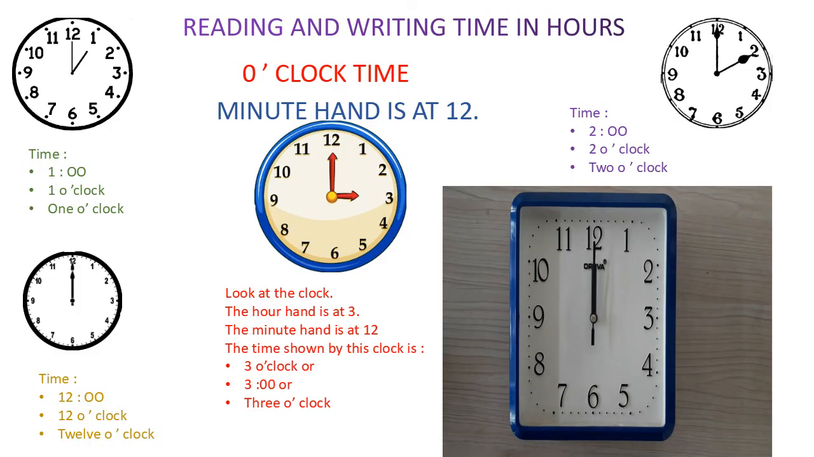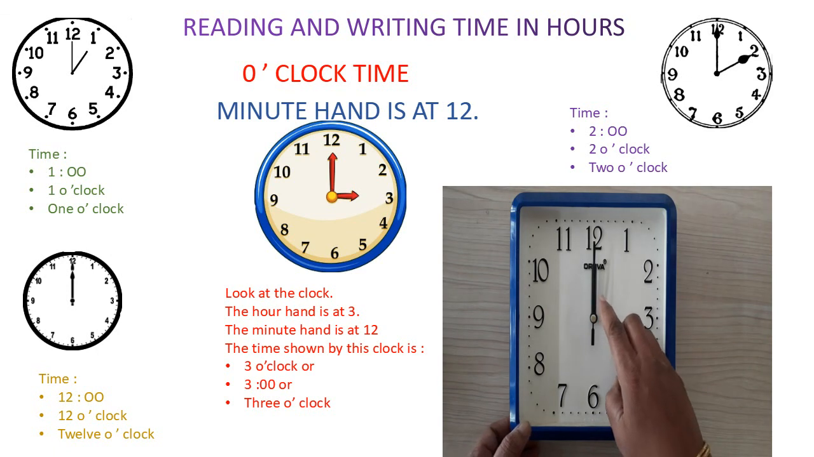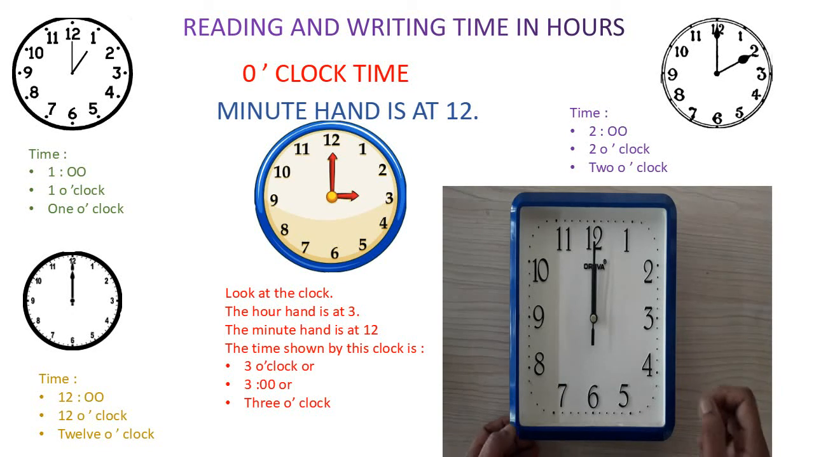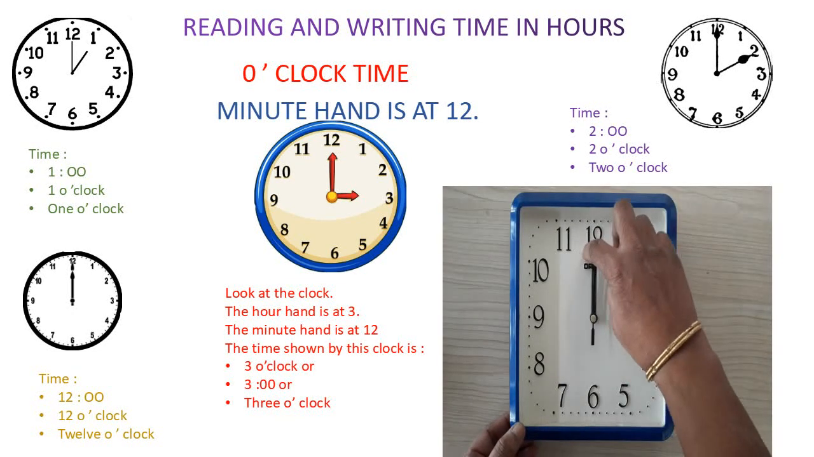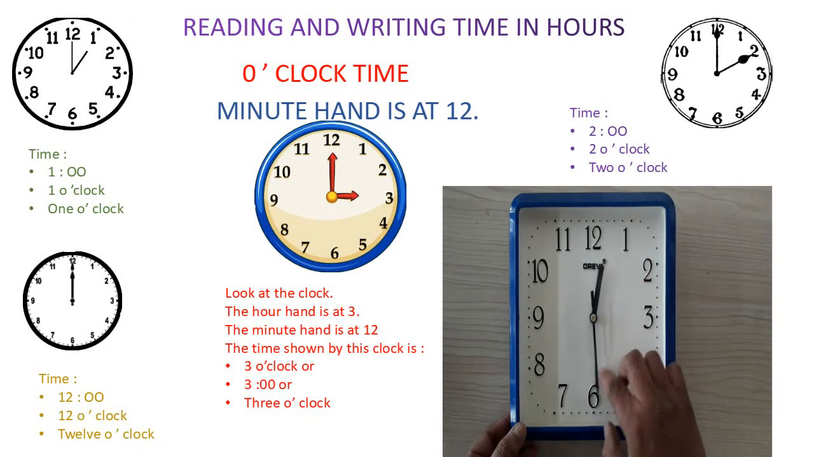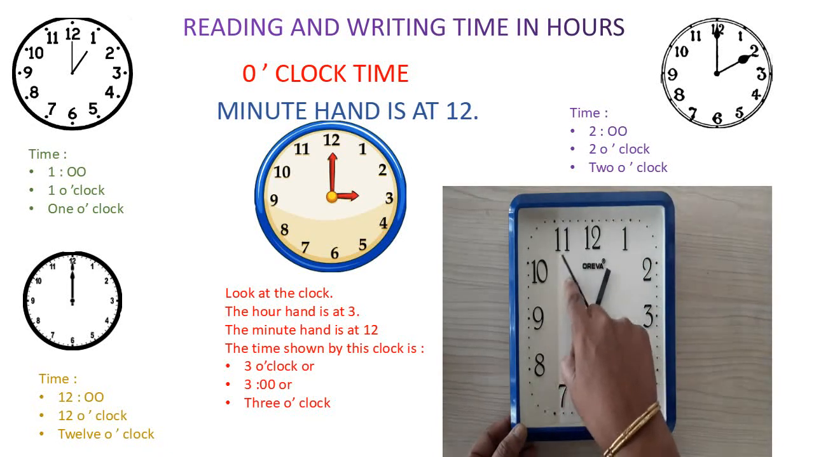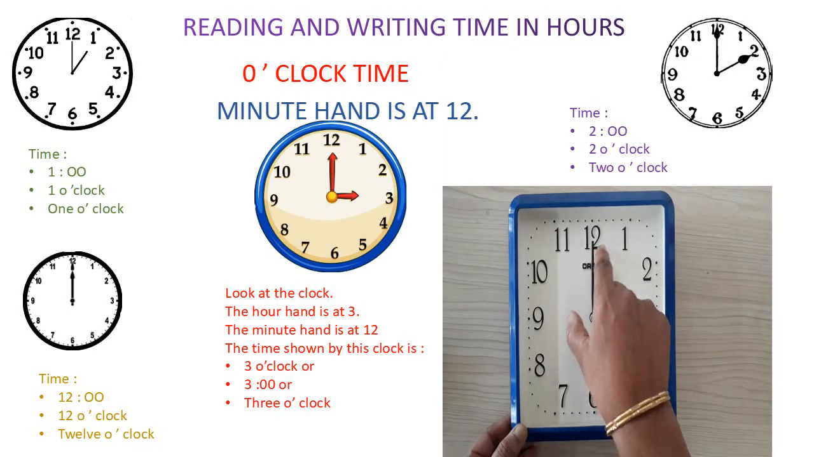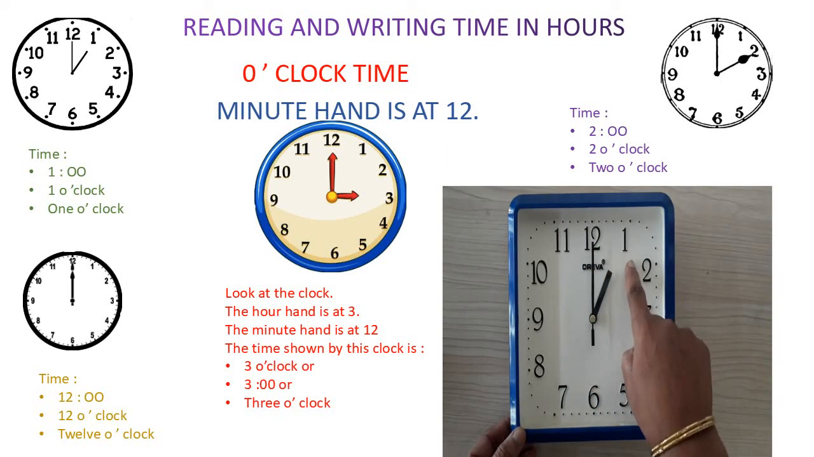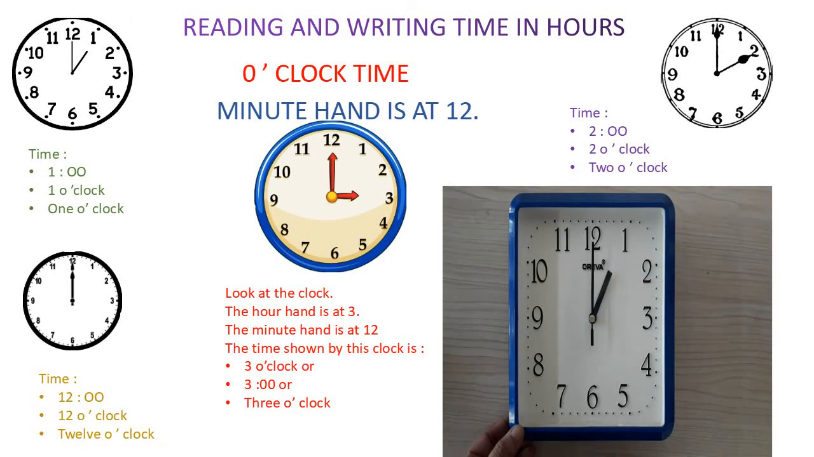Now let's learn how to read and write time in hours. So here you can see the minute hand and hour hand both are at 12. The time is 12 o'clock. You can write it as 12 colon 00. Now let's see if the minute hand takes 1 revolution and check the position of the hour hand. Where it has come, you can see that it has come to 1. The time shown is 1 o'clock and you can write it as 1 colon 00.